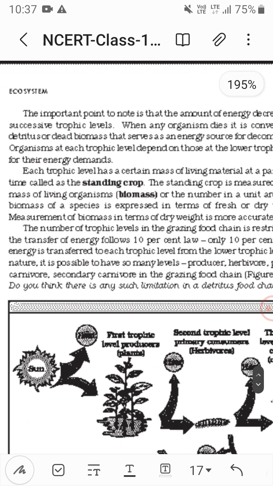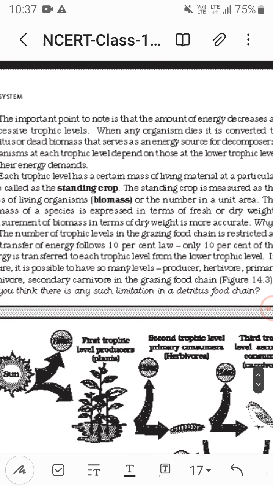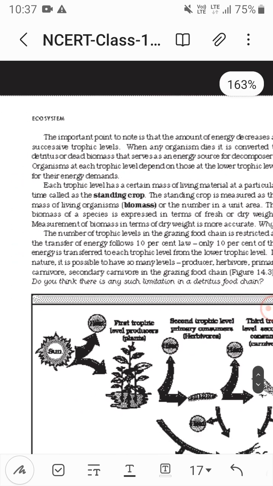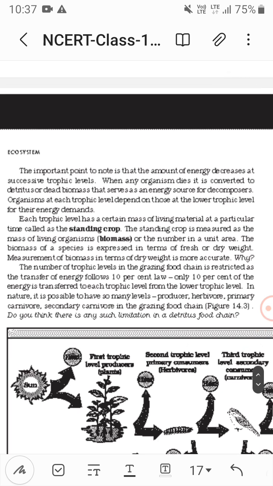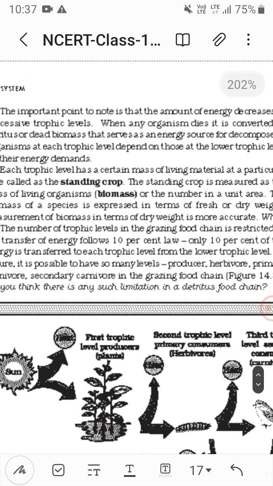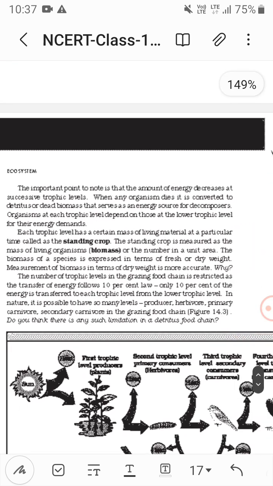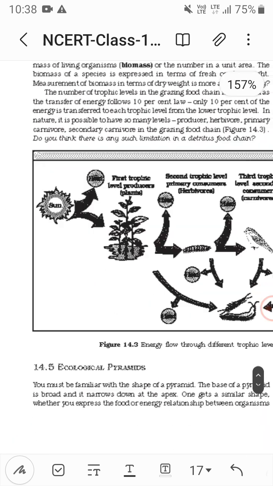Now there is the term standing crop. What is that? Each trophic level has a certain mass of living material at a particular time, called the standing crop. The standing crop is measured as the mass of living organisms, biomass, or the number in a unit area. We can count it as a number as well.